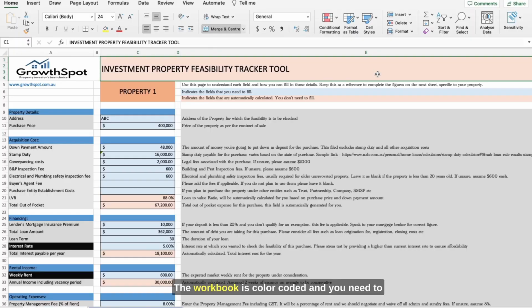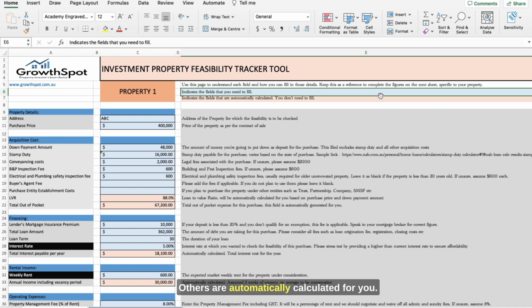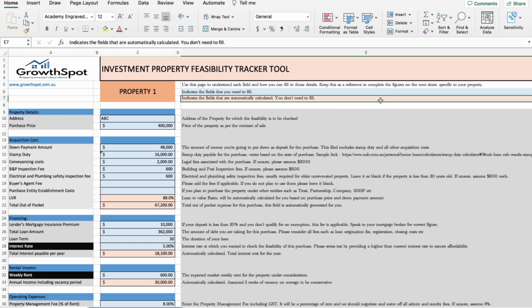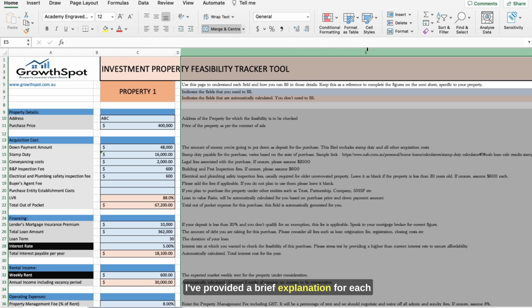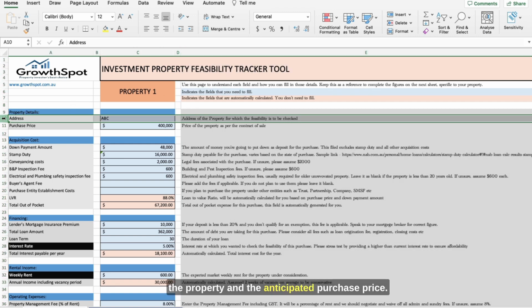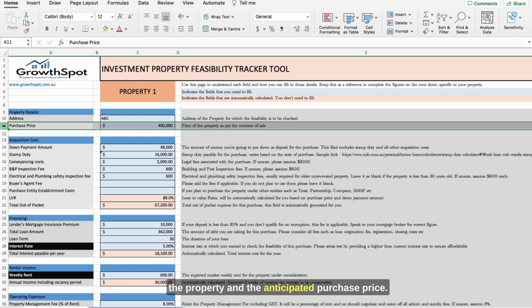The workbook is color-coded, and you need to enter values only for the cells highlighted in blue. Others are automatically calculated for you. I've provided a brief explanation for each field to make things easier for you. You should start by providing the address of the property and the anticipated purchase price. If the purchase price is unclear, you can put in the maximum price you will likely offer for this property. In this example, I've provided it as $400,000.